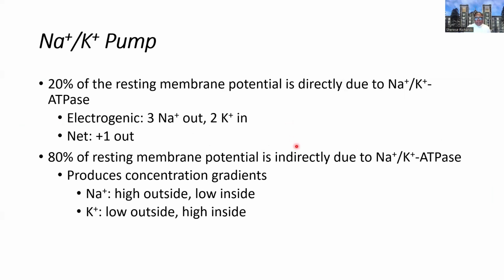Let's talk about the sodium potassium pump. We've also begun describing the sodium potassium pump. You should recall at this point that it is an example of primary active transport. And so it's going to pump 3 sodiums out of the cell against their gradient and 2 potassiums into the cell against its natural gradient.